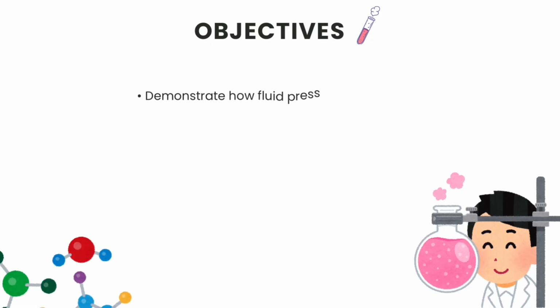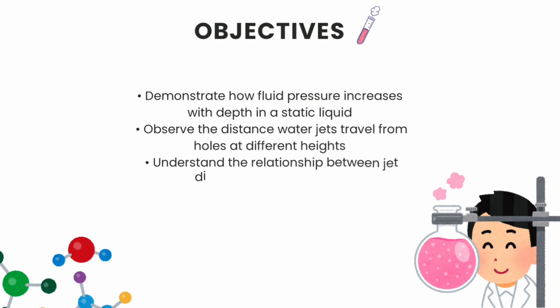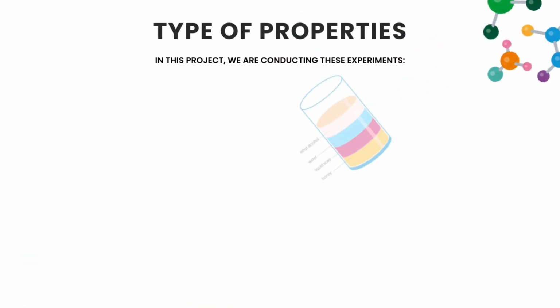The objective of this experiment is to demonstrate how fluid pressure increases with depth in a static liquid by observing the distance water jets travel from holes at different heights, and to relate this observation to the principle of hydrostatic pressure.